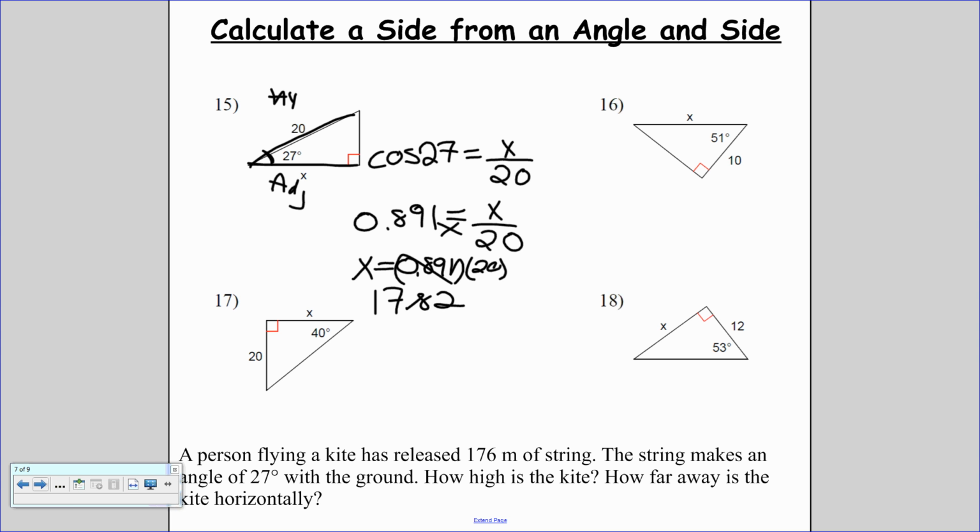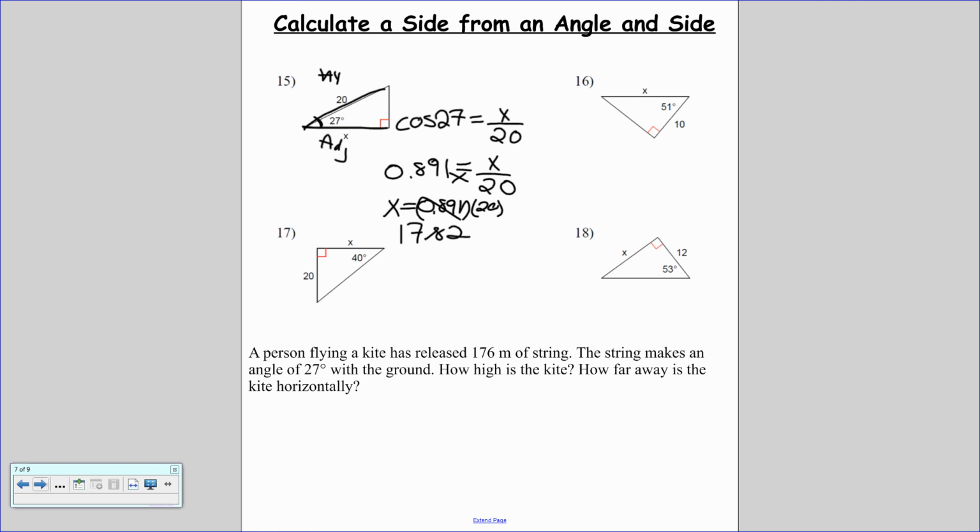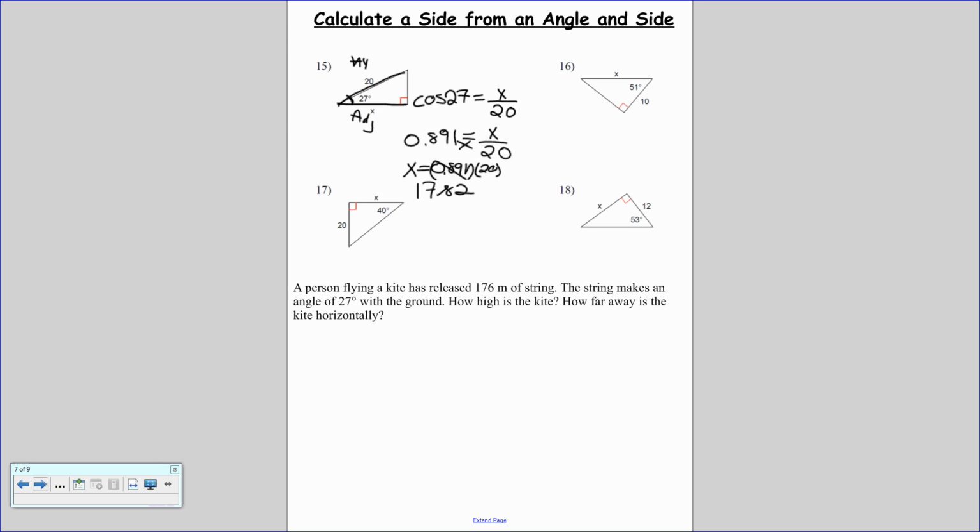Now, we've seen cosine twice. We've seen tangent. I'm going to give us a sine. Let's see. All right. So this last one here. A person is flying a kite and has released 176 meters of string. So I have a kite with 176 meters of string. The string makes an angle of 27 degrees with the ground. How high is the kite?